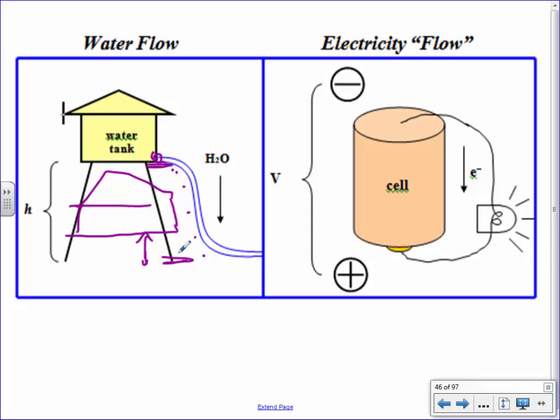This would be high current, but low voltage. Lots of them fell, but they only fell that far. And then this would be low current, because there's two of them, low voltage. You guys feel like you get that analogy there? Current is how much, voltage is how much of an oomph you give to it.